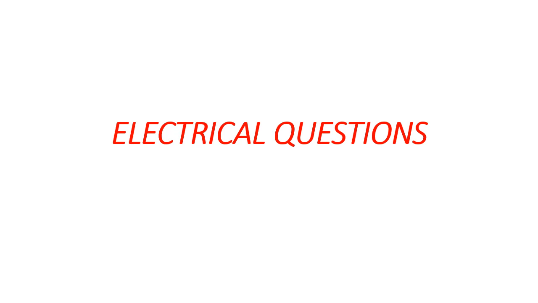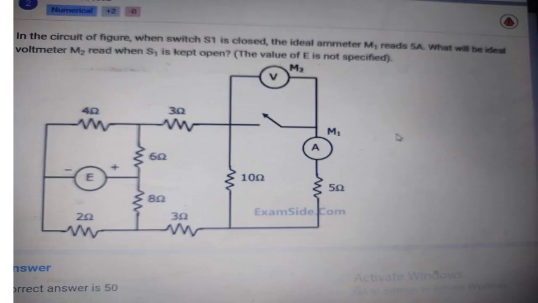The answer to the question that you posted is given here. If I read out the question, it is: in the circuit given below, when switch S1 is closed, the ideal ammeter M1 reads 5 amps. What will be the reading of the ideal voltmeter M2 when the switch S1 is kept open?